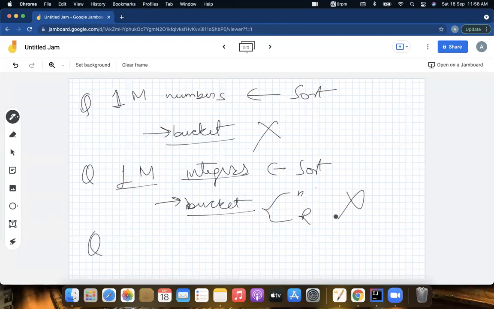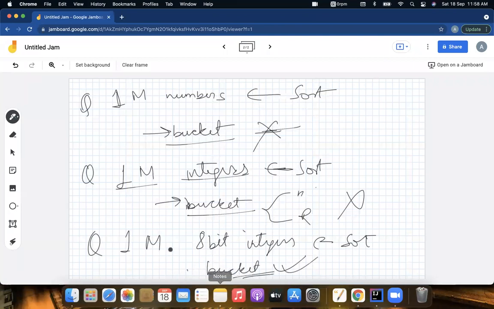These are the errors people will make. These algorithms are known by very few people, and those who know them use them incorrectly. And you sound even more wrong when you say that you can sort 1 million integers in order n time. That's an incorrect statement. Using bucket sort, you can't sort them in order n time. Now, 1 million 8-bit integers. Can I sort them using bucket sort? Yes. These are the cases where you will use it.